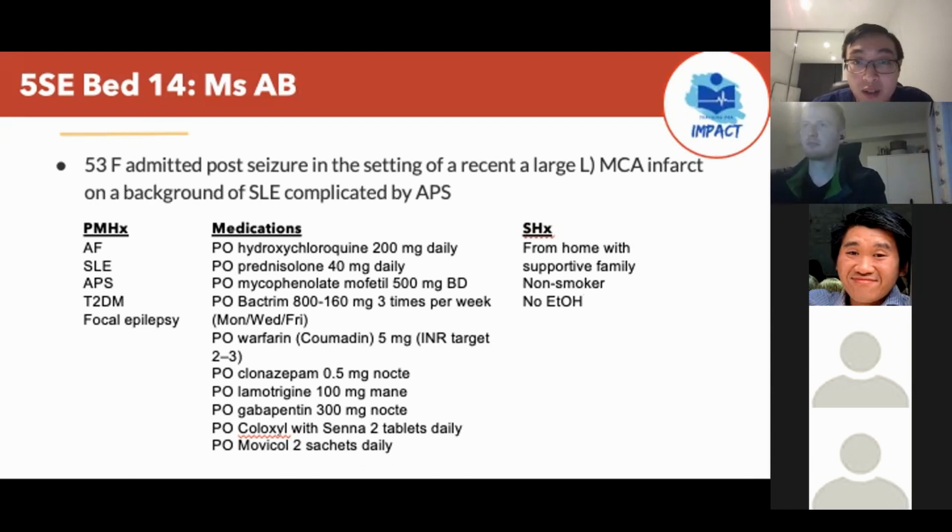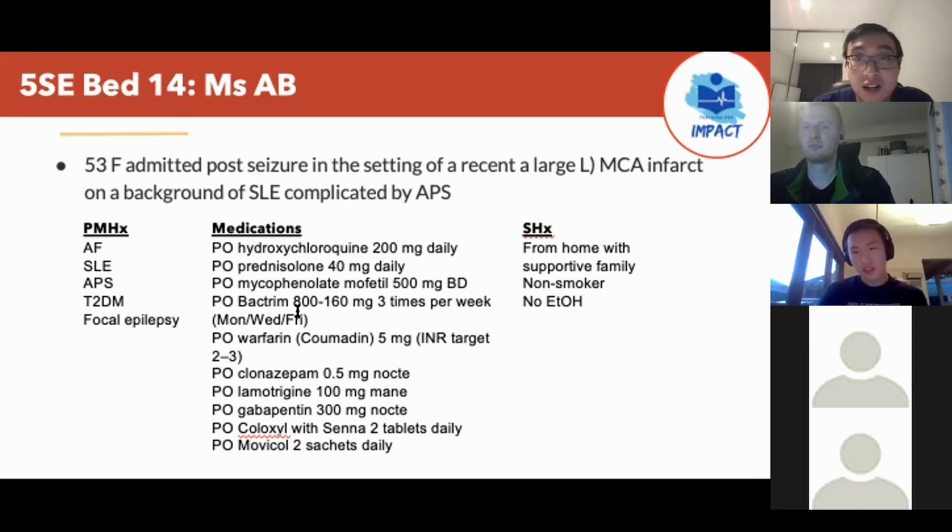Now, there's one antibiotic on the list of medications, Bactrim. Does anyone know what Bactrim is? Is that TMP-SMX? Yeah, that's right. So 2 antibiotics, trimethoprim and sulfamethoxazole. Anyone know how they work? What the mechanisms of action are for the 2 drugs that make up Bactrim?